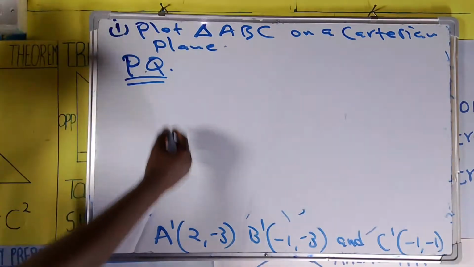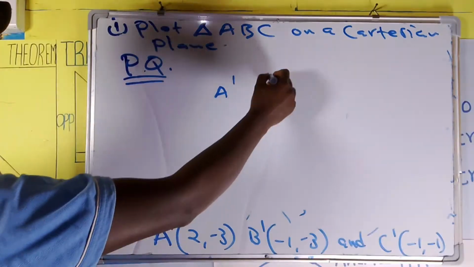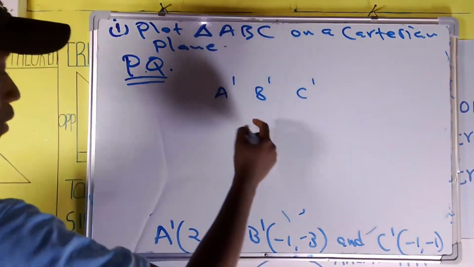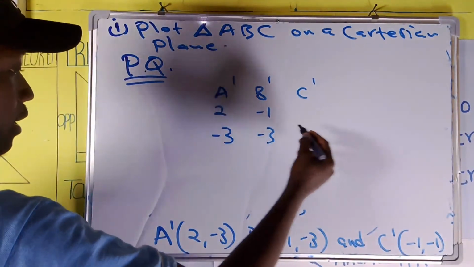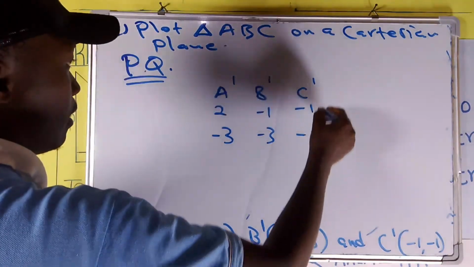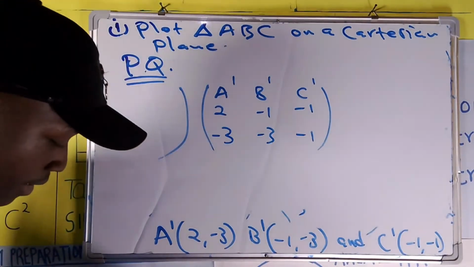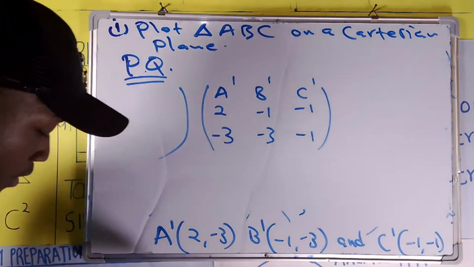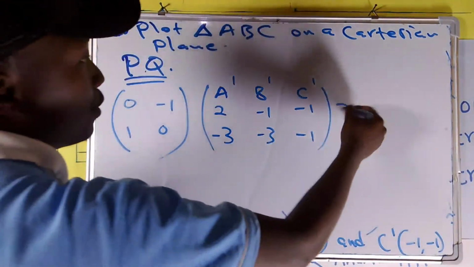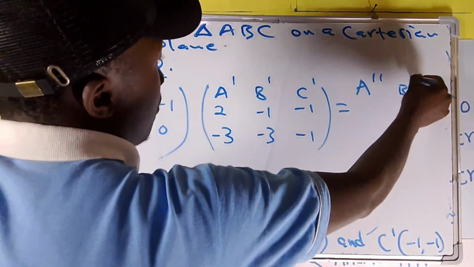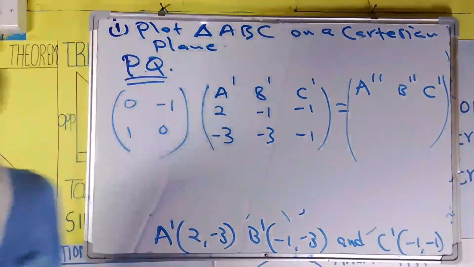So what we are now going to do, we now take the image A prime, B prime, C prime, and we have 2, -3, B -1, -3, C -1, -1, and we will multiply it with the second transformation P, which should be 0, -1, 1, 0. And once we do that, we should get A double prime, B double prime, C double prime. So that is what we are supposed to determine.